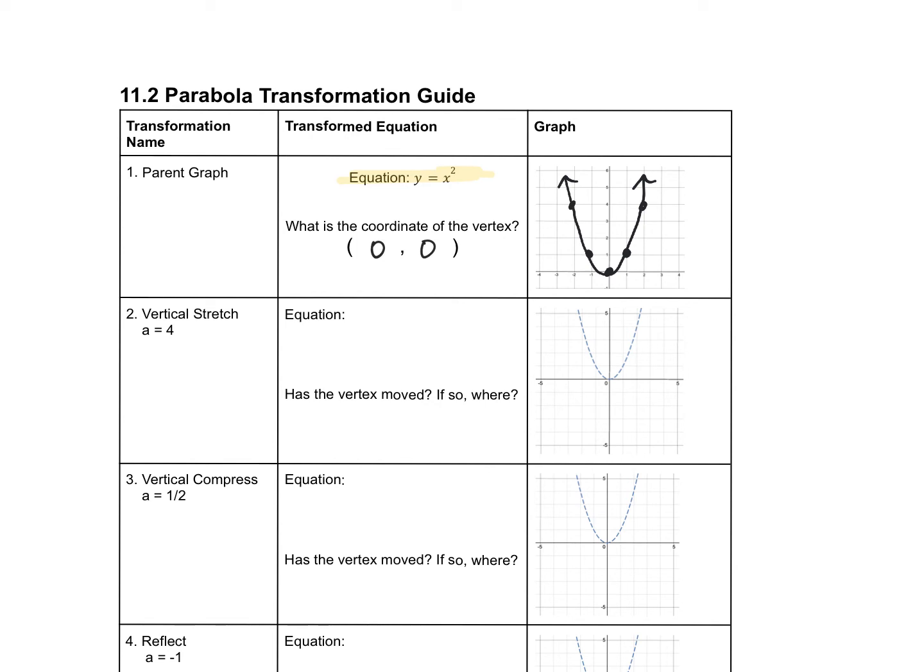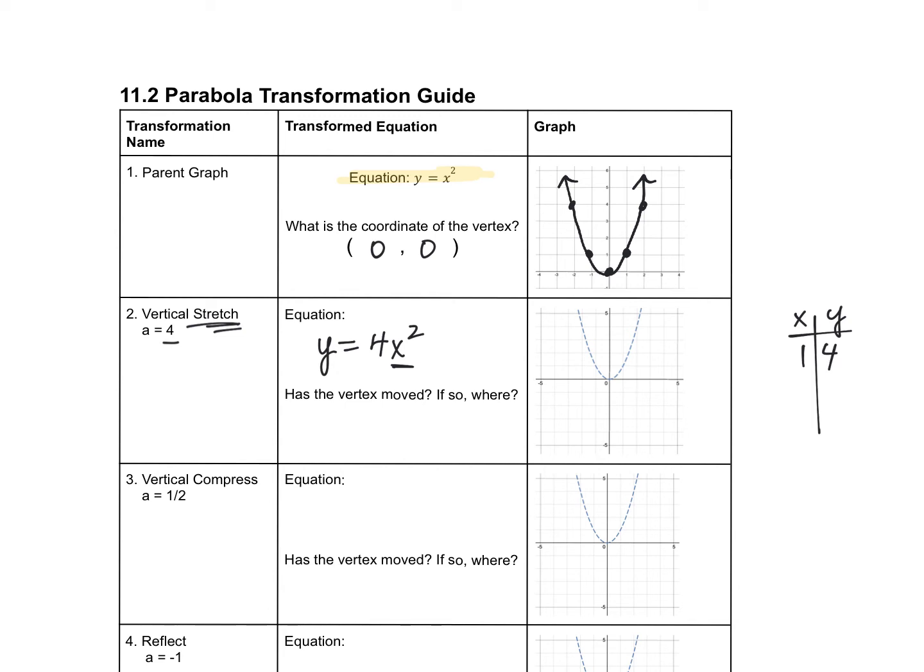All right, the next one we learned about yesterday is called a vertical stretch. Well, here's what the equation would look like. Y equals, if I stretch it, you just put a 4 in front of there, x squared. So again, they have the parent graph already graphed for you, kind of dashed line. Now, if I want to graph what this looks like, I'll just do a couple points here. So if I plug in a 1, I would do 1 squared is 1 times 4 is 4.